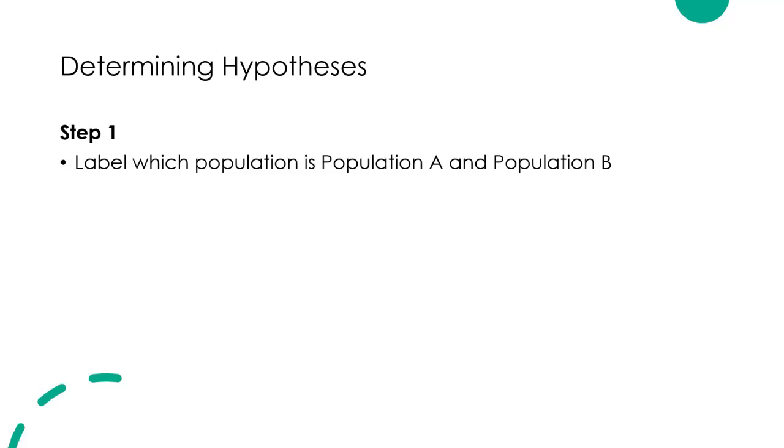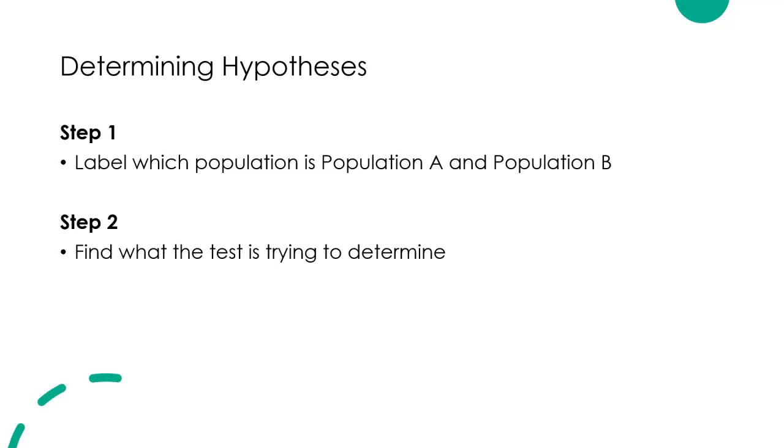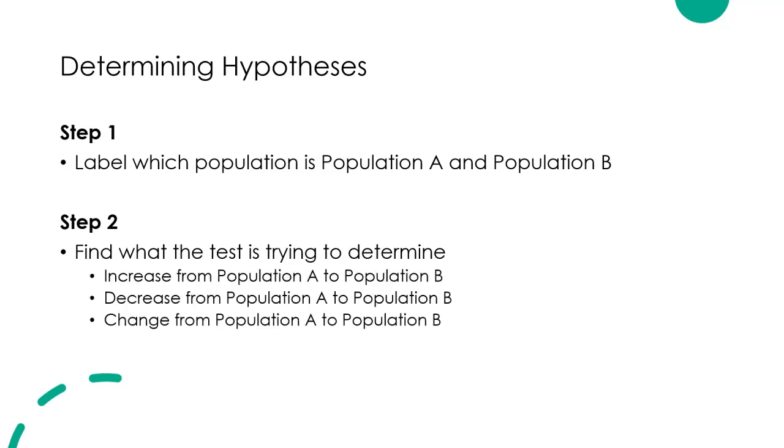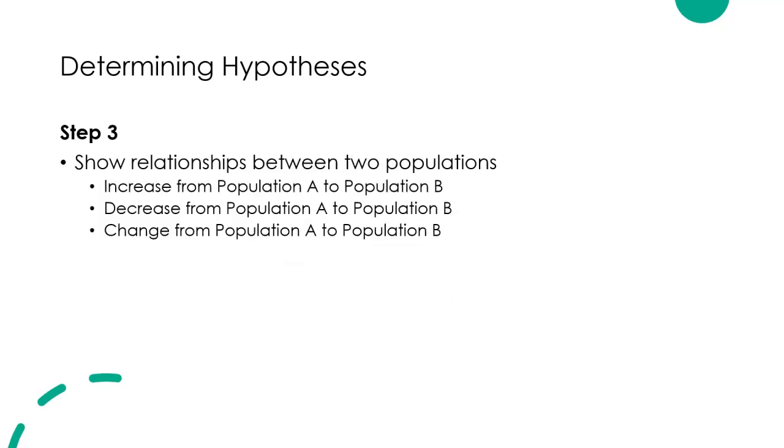We're going to say that one is population A and the other is population B. Then figure out what the test is trying to determine. This is the big key to these steps, because if we can figure out step two, everything else will just fall into place. So look for key words like an increase from population A to population B, or a decrease, or if there's been a change between the two populations. Then we can figure out what the relationships will be between these two populations.